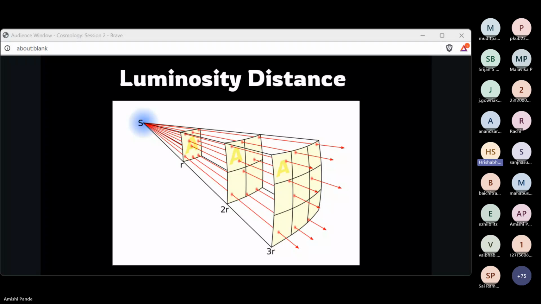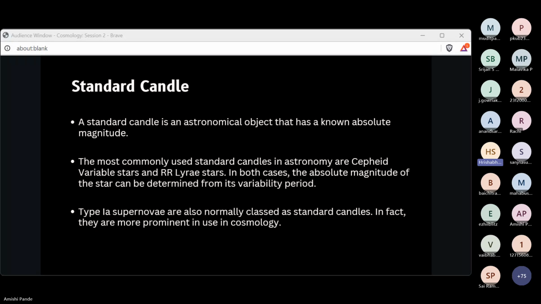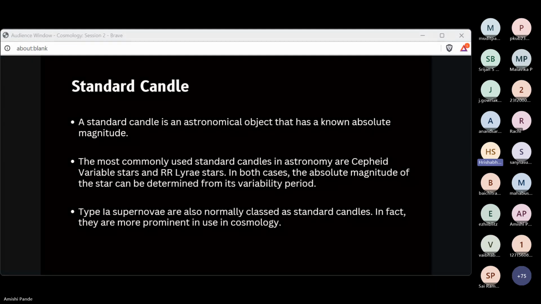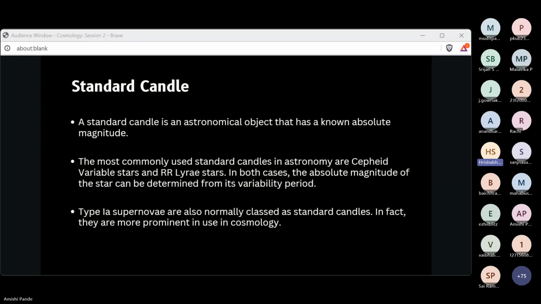The definition of luminosity distance will be very similar to what we have done all this while throughout our life. We have objects with certain luminosities and we observe their flux, and the flux has an inverse r square relation, and then we use that to find out the distance to that particular source. We will do something similar here. It will be a little bit more complex. But for that, we need to define something called a standard candle.